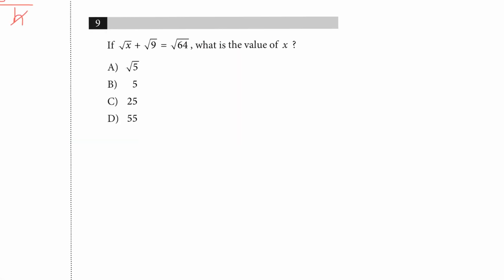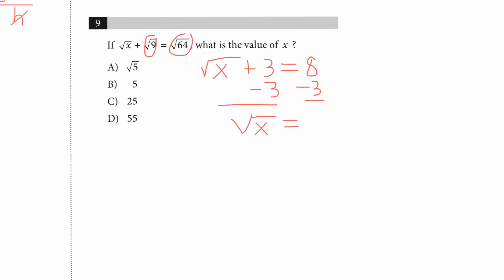Okay, moving right along to problem number 9. If the square root of x plus the square root of 9 is equal to 64, what is the value of x? So I'm going to rewrite this as the square root of x, and the square root of 9 is 3, so the square root of x plus 3 is equal to, the square root of 64 is 8, so that equals 8. And if I subtract 3 on both sides, you'll get that the square root of x is equal to 8 minus 3, which is 5. Well, I think you know the square root of 25 is 5, so x should be 25.